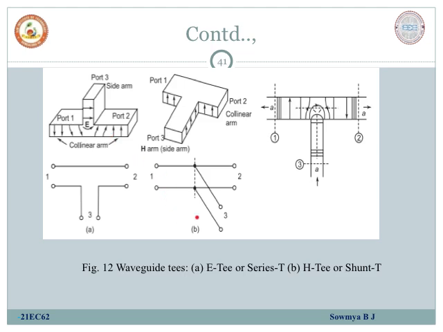And coming to the H arm waveguide junction or H-plane T, we can also call it a shunt T. As you can notice here, port 1 and port 2 are the collinear arms and port 3 is the side arm. And here the side arm has its axis parallel to the H field, that is why it is called the H arm, and you can notice the direction of the wave propagation here. This can be represented in this way. This is 1, 2 the collinear arms, and this is port 3, which is the H arm.